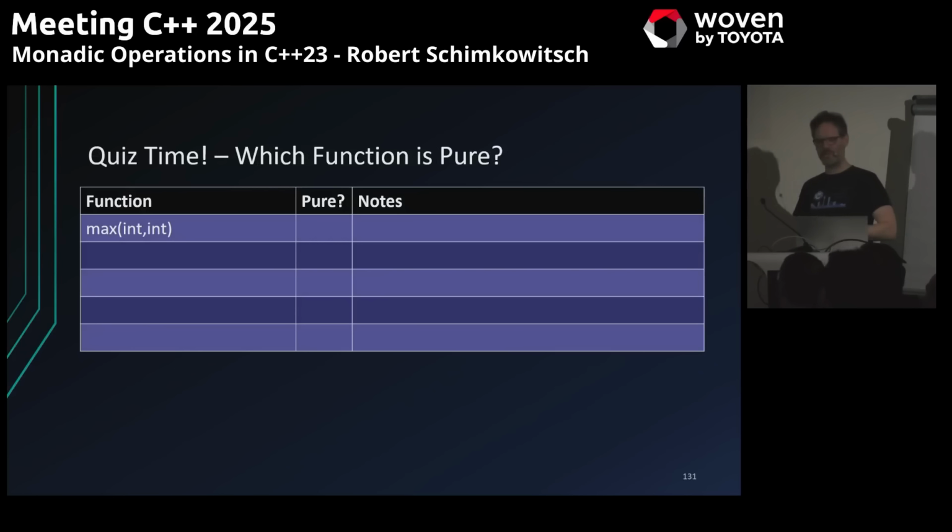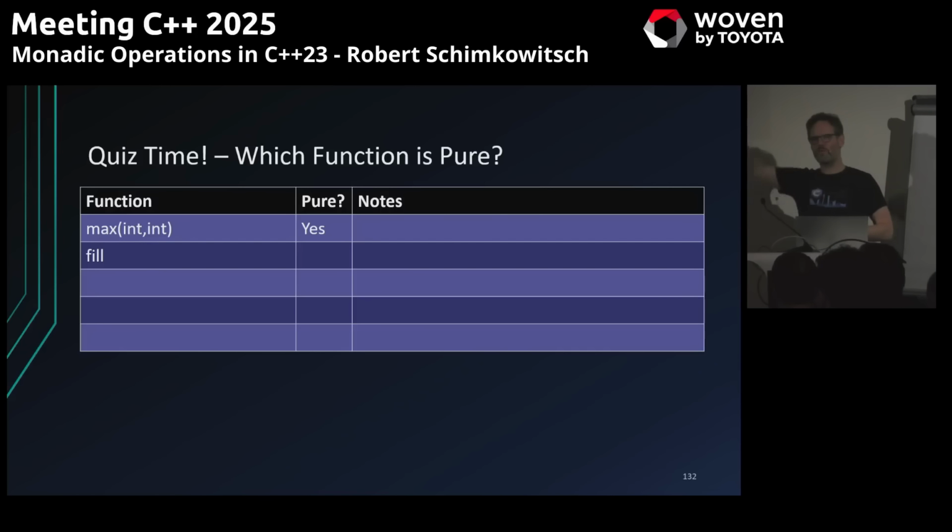Okay, let's have a little quiz. I will list some functions from the standard library and you tell me whether you think they are pure or not. Let's start with std::max, maximum of integers and no custom comparison. Who thinks this is pure? And who thinks this is not pure? Yes, this is pure.